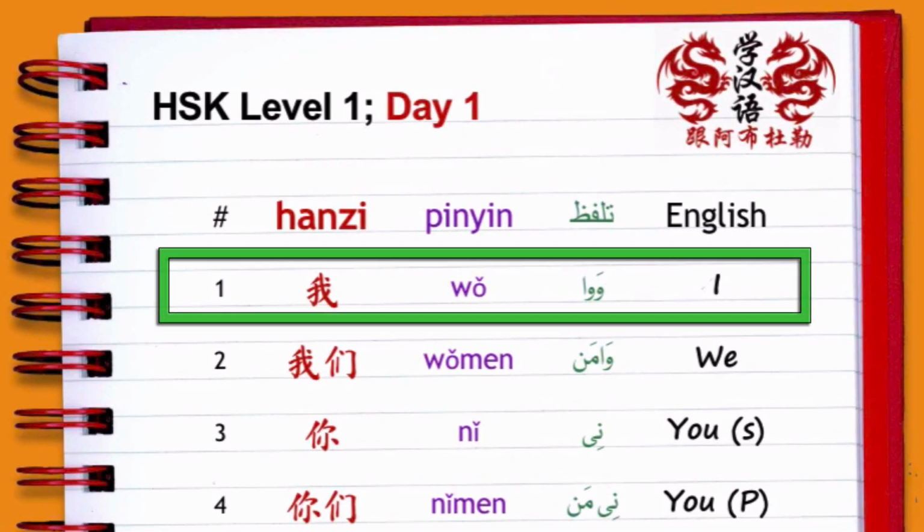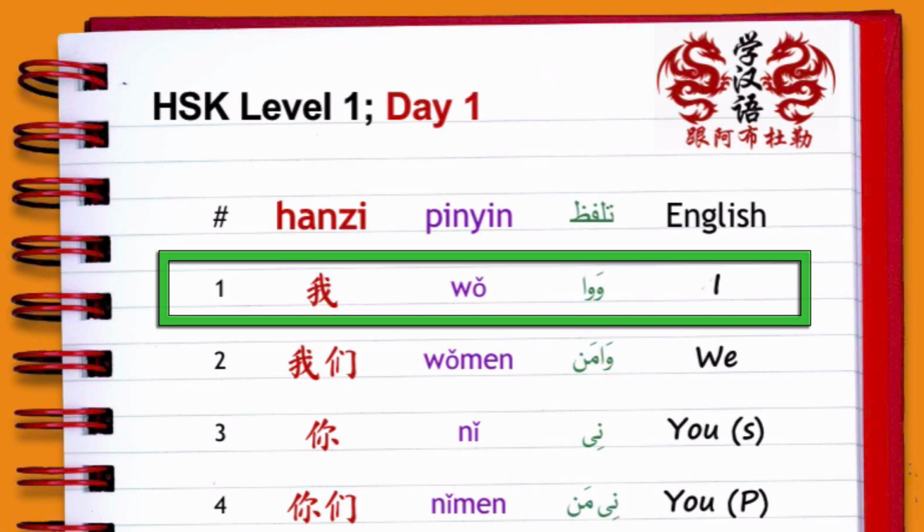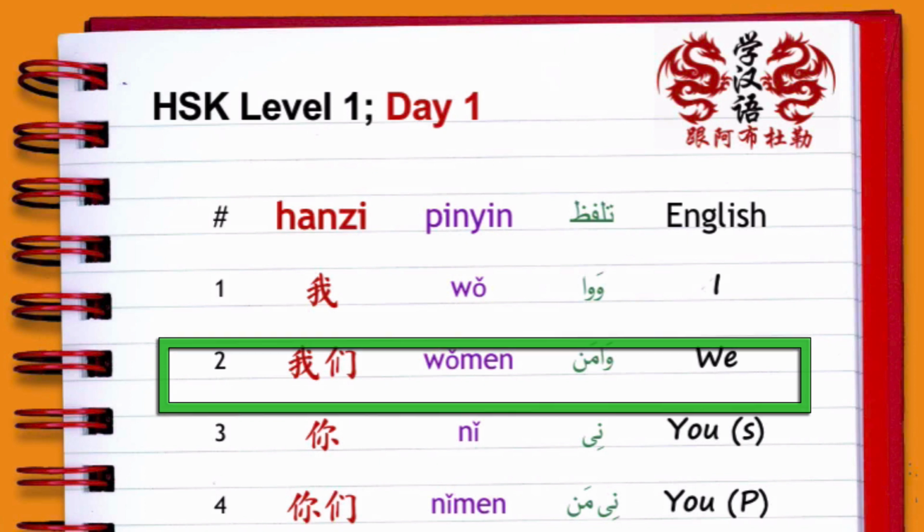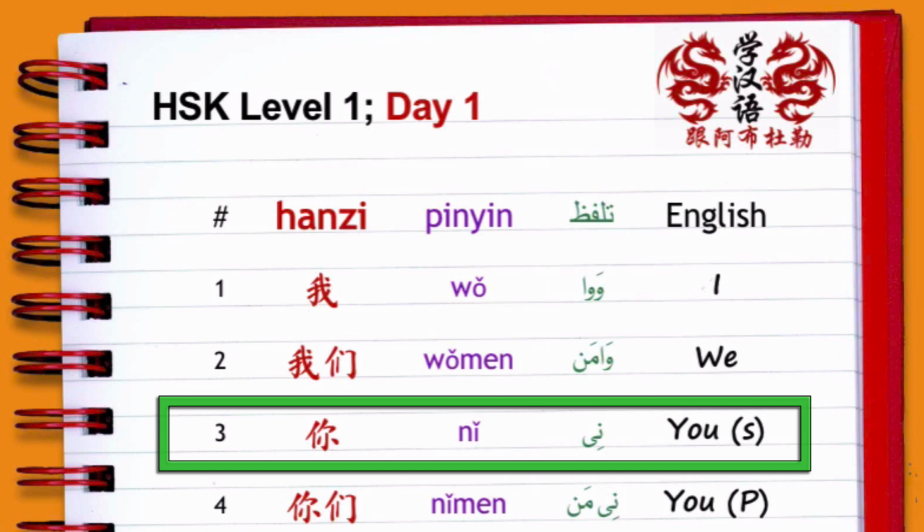First word of the day. 我. That means I or me. Word number two. 我们. We have added 们 after 我, that means we. It's a plural of I. Word number 3.